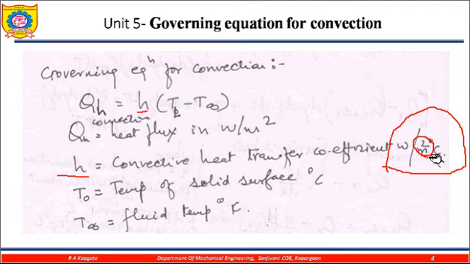Because here we are considering the surfaces. Convection takes place through the surfaces, that's why we have considered surface area, and that surface area is in terms of meter squares. Hence we are considering this one as meter square degree centigrade.